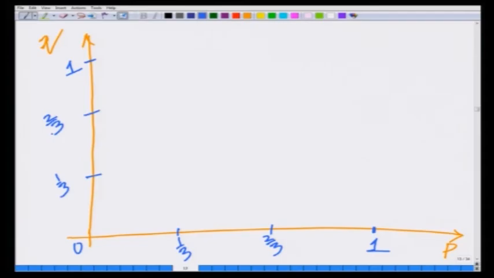Now, we said that if p is greater than 2 by 3, then the best response q star is equal to 1. On the other hand, if p is less than 2 by 3, the best response q star is equal to 0. And if p is exactly equal to 2 by 3, then the best response q star can lie anywhere between 0 and 1.